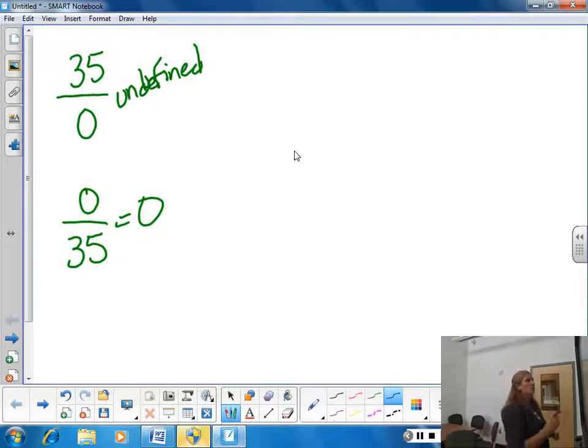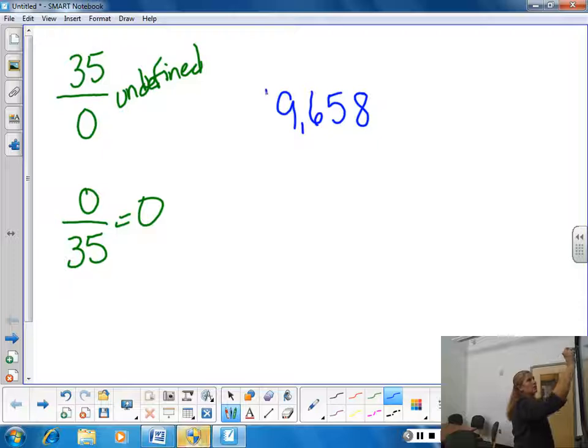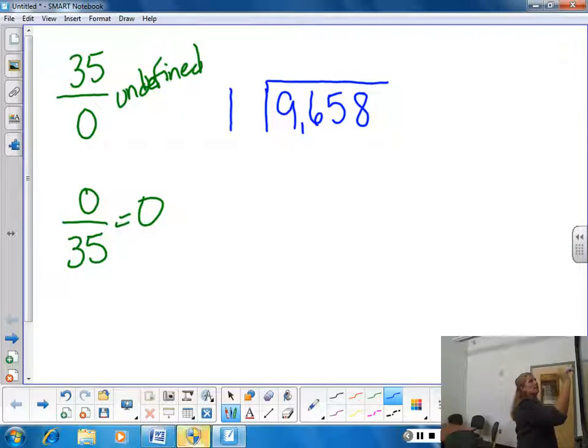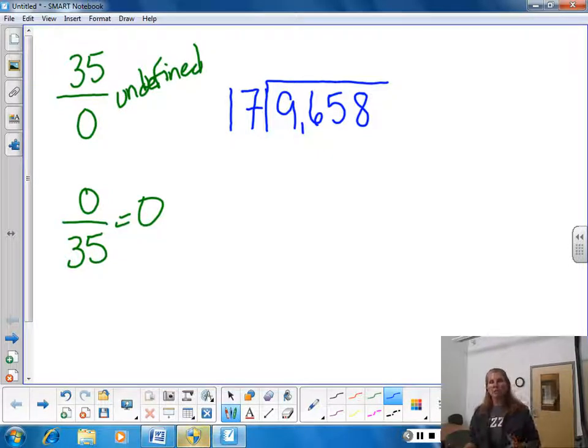Okay, we're going to start off doing a problem, and I'm just making this one up, so I can't say whether it'll actually come out even or not, but I want to show you a process. Let's say I'm dividing 9,658 by 17. You know those times tables that you had? Usually they go up to 10, sometimes people make them to 11, even 12, but you don't go up to 17. And I don't have the 17 tables memorized either.